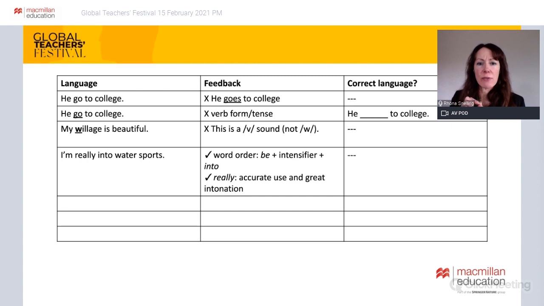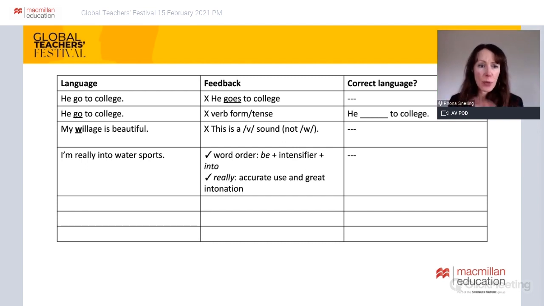Or you could underline it and describe what the error is, using that metalinguistic clue. Verb form, tense is wrong. And you can maybe write that little tiny sentence there, a little exercise for the student: "He ___ to college." You can also pick up on pronunciation like this. So if a student has said "my village is beautiful," with the feedback, we can say this is a B sound, not W. And right at the bottom, no errors in this.